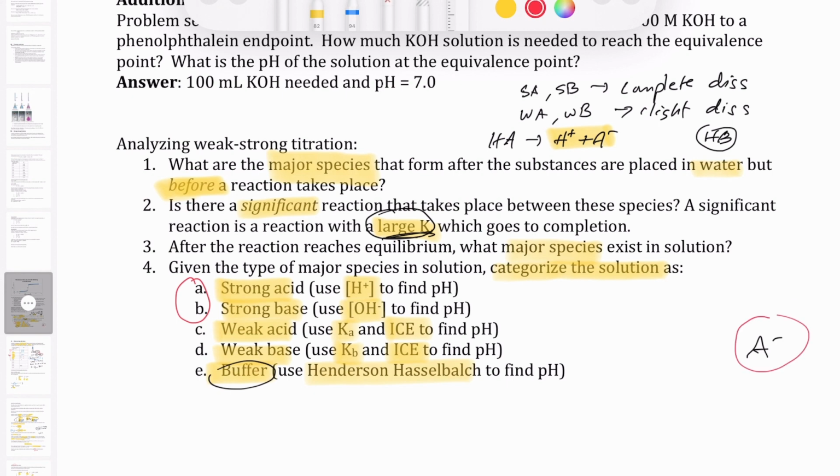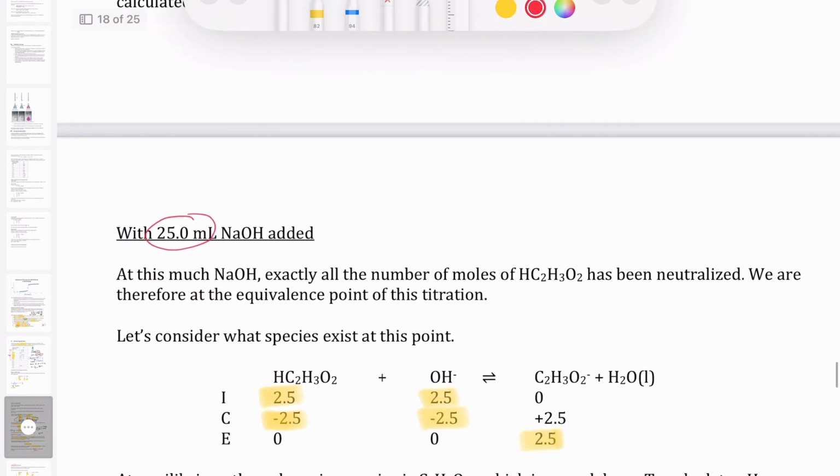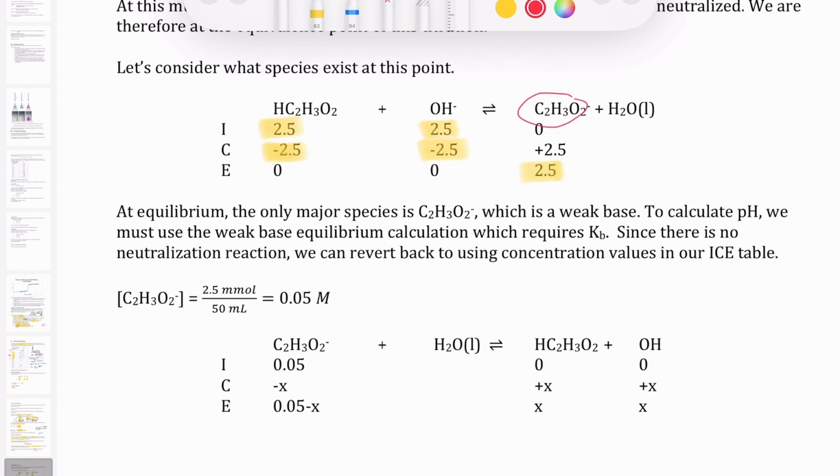And what is A minus? It's one of these five. It's a weak base because the conjugate base of a weak acid is a weak base. So therefore, if I have a weak base, I need Kb. I need my ice table to find pH. And that's what I'm going to show you right now. Then I have to write a weak base reaction with water, which forms the conjugate acid and OH minus. And to do this calculation, I'm going to use my ice table and Kb.